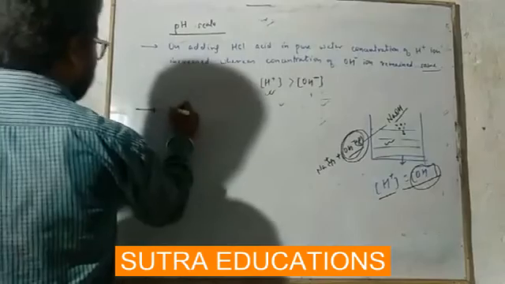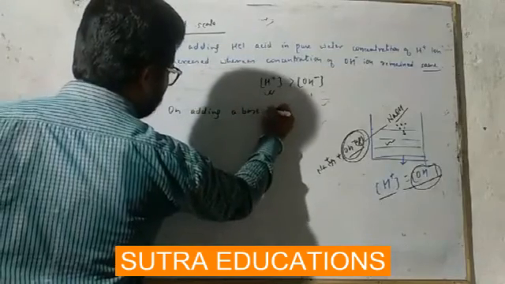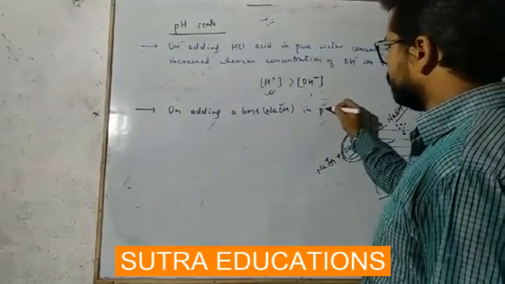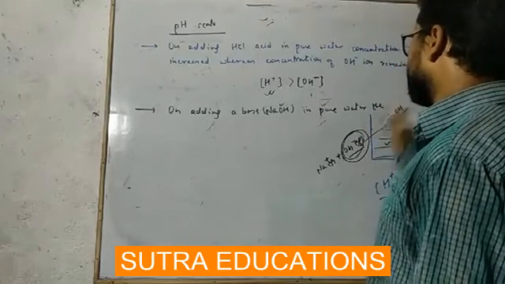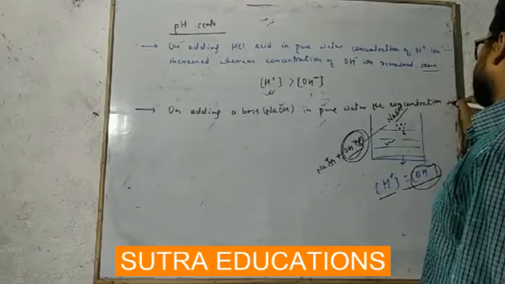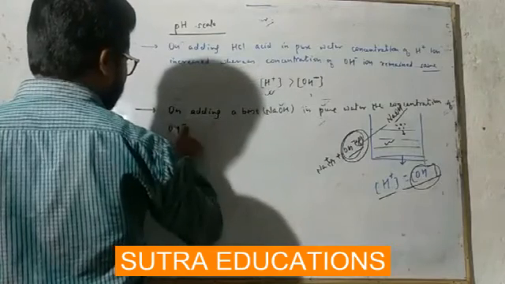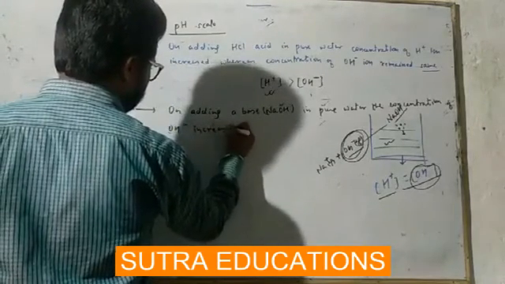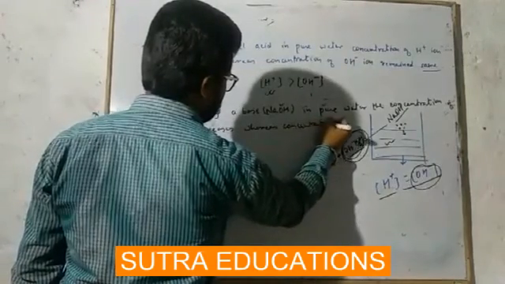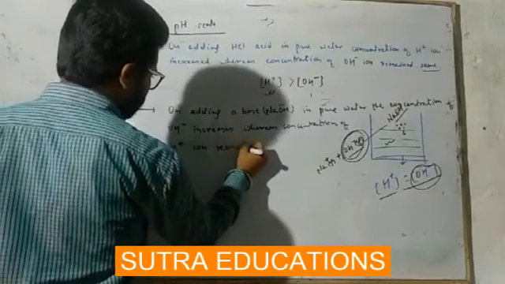So we will write here: on adding a base, here NaOH, in pure water, the concentration of OH minus ion increases, whereas the concentration of H plus ion remains the same.